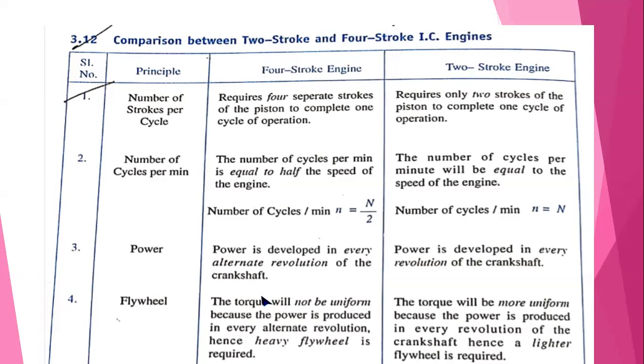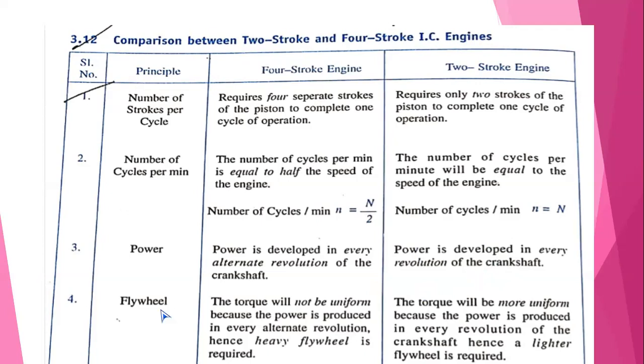That is nothing but the power developed in the engine, from the rotation of the crankshaft. Due to that, how much power is developed in the engine. In the case of a four-stroke engine, power is developed in alternate revolutions. But in the case of a two-stroke engine, power is developed in every stroke, that is every revolution of the crankshaft.